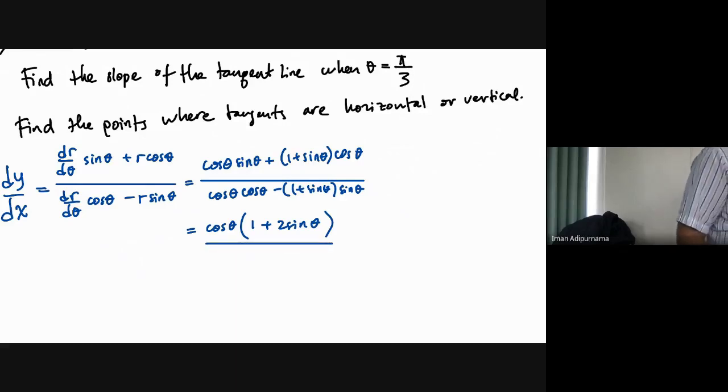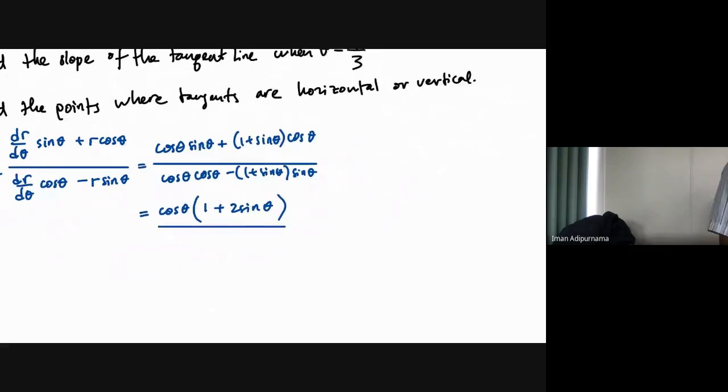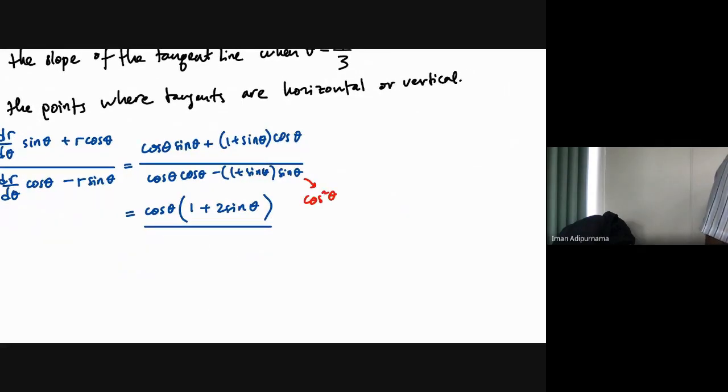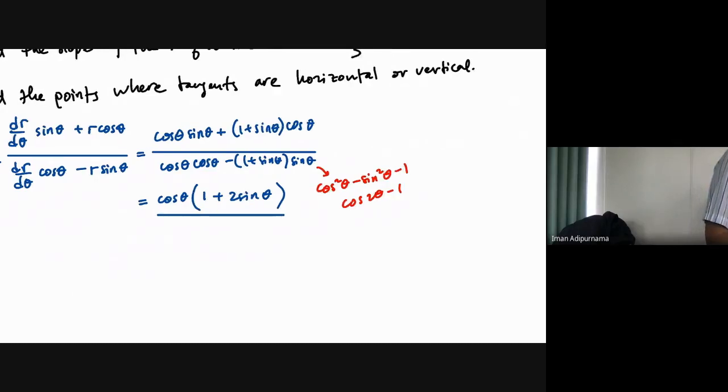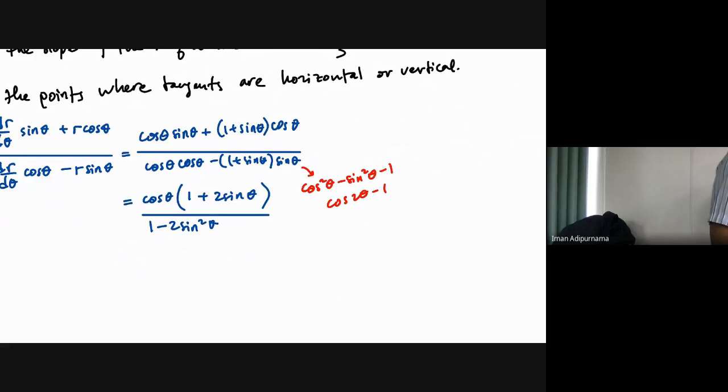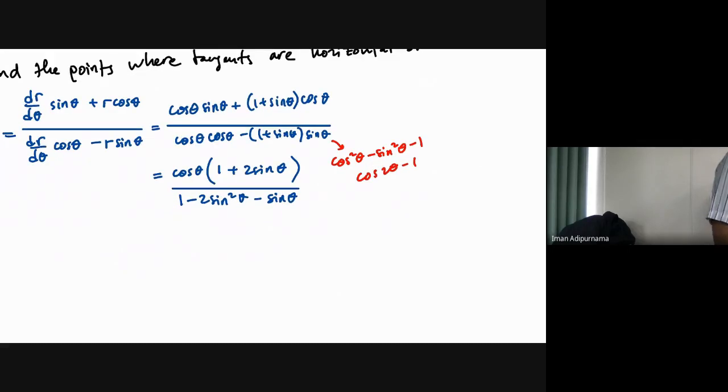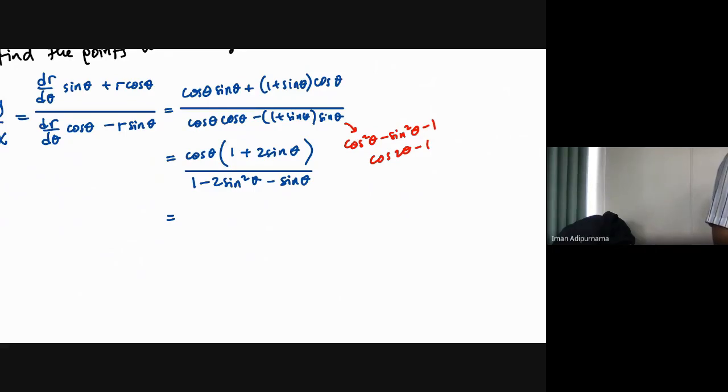And then the bottom one, we will have cos squared theta. You can write this as cos 2 theta minus 1, or as in your textbook, you can write this as 1 minus 2 sine squared theta minus sine theta. Anyway, you can calculate with any method, any steps you want. But in the end, you just plug in the theta.